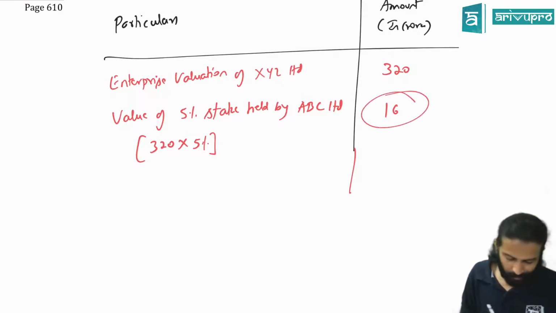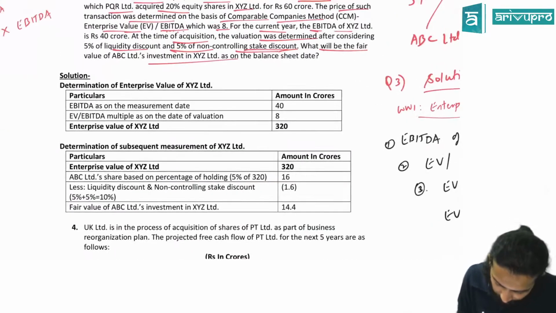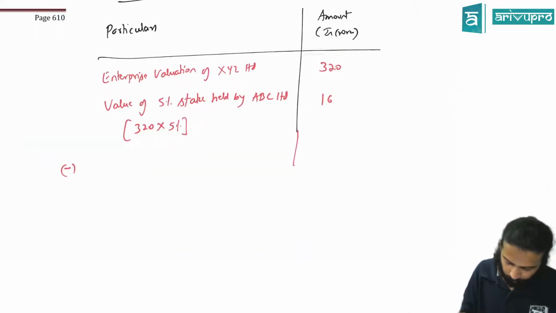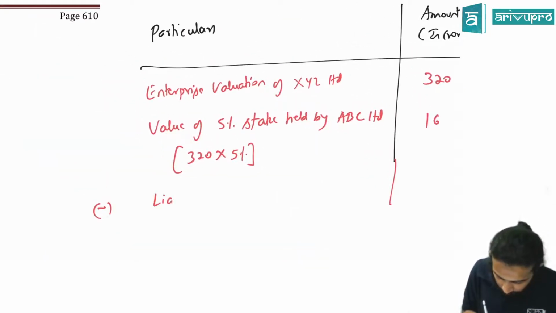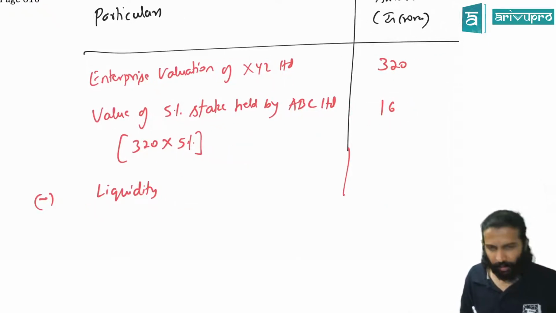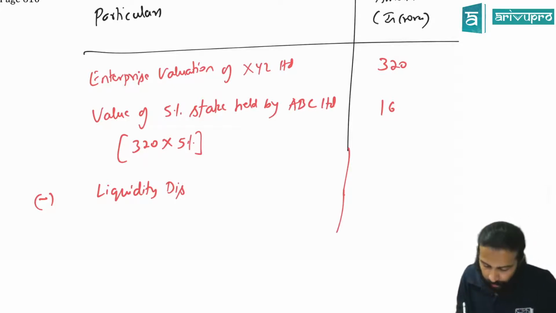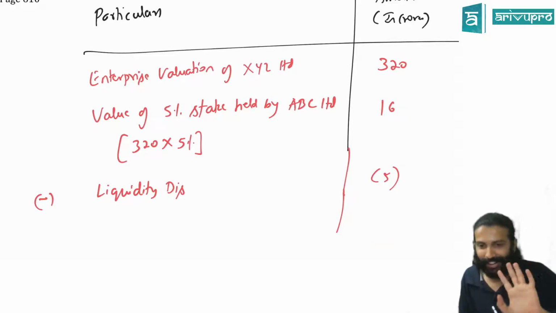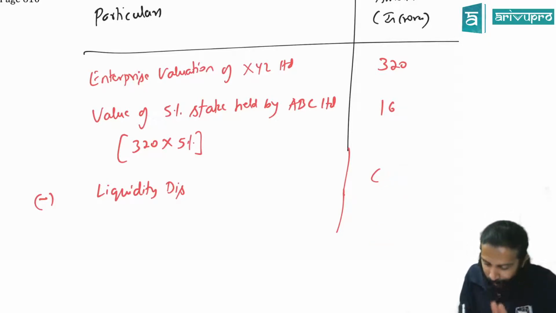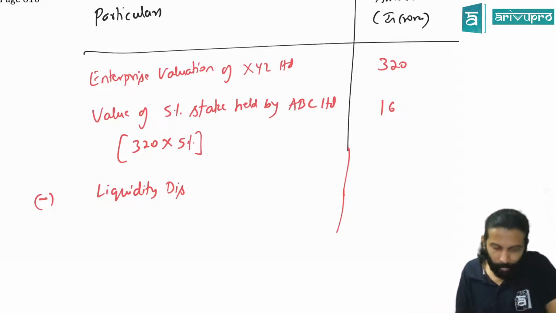No. There are some adjustments to be done. Less: there are two discounts. What are the discounts they're saying? Liquidity discount and non-controlling stake discount. Both are 5%, and both have to be deducted from 16 only. Don't do it in one order, first calculating the liquidity discount and then 5% on that amount. It is not like that. Both are 5% on this value only, 16 crore. Hence, we'll do it together so that the mistake can be avoided. Hope you got what I said.